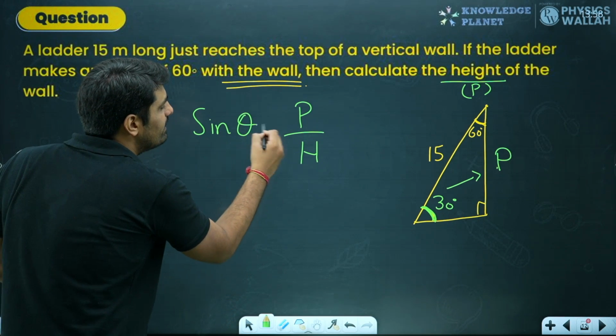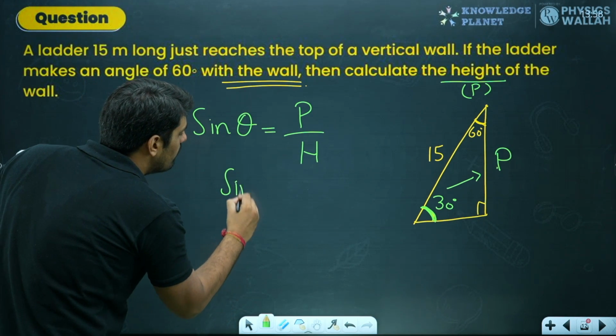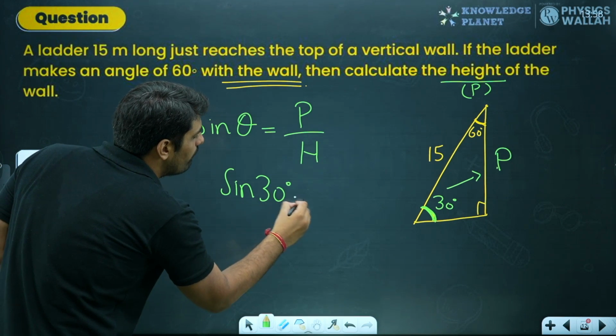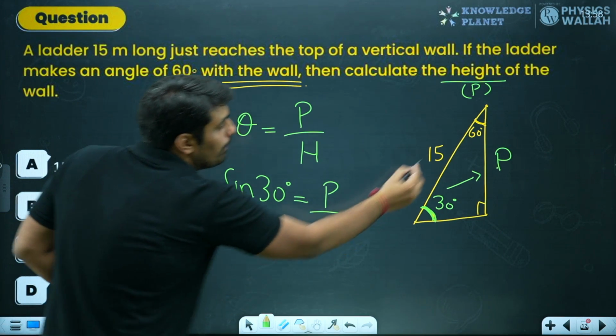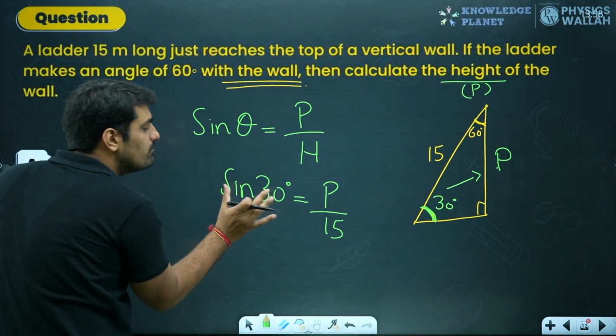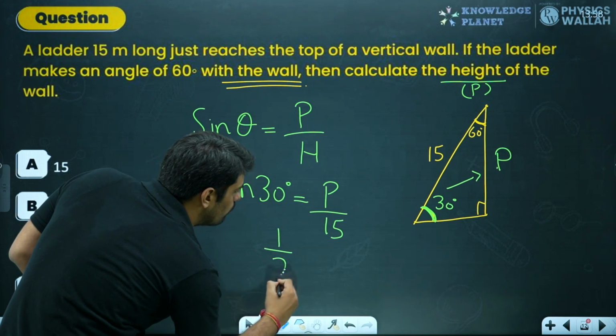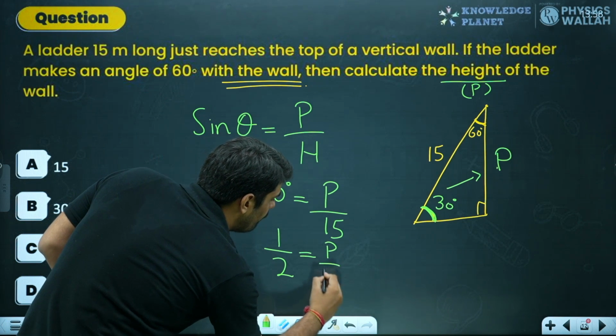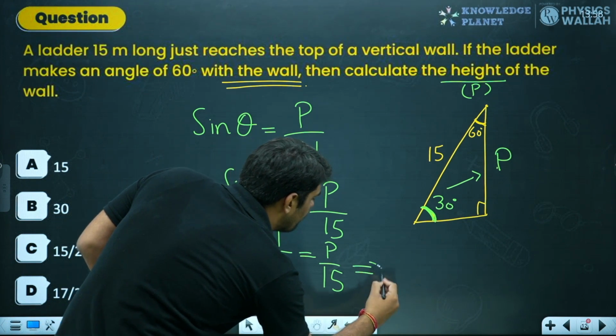Let me write sine theta first. Sine of 30 degree over here is given as perpendicular by 15. This value I know is 1 by 2, equals p by 15. From here, what do I get?